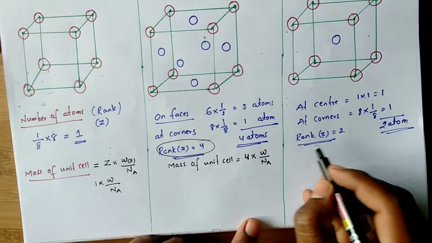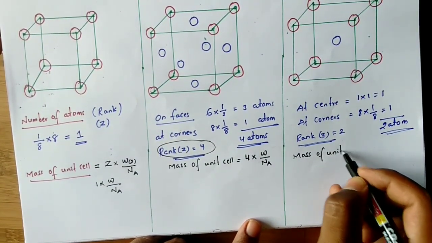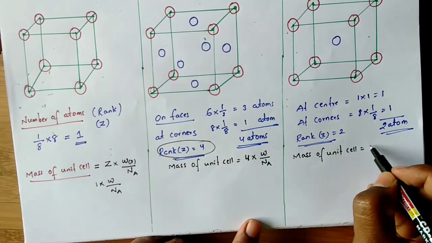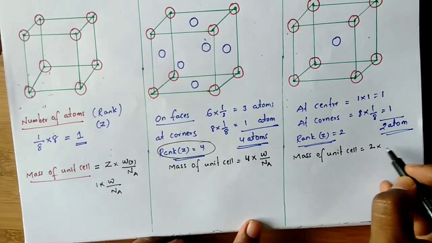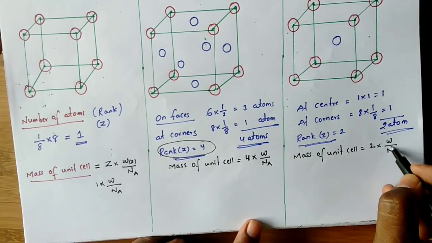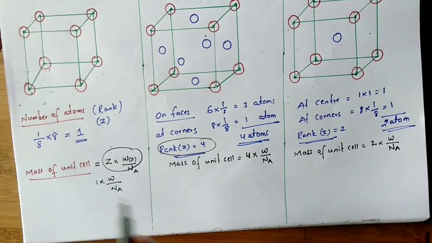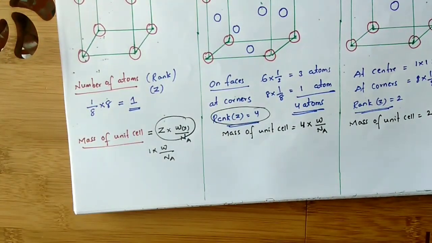Okay, for this body center, mass of the unit cell equal to its rank 2, Z equal to 2 into its atomic weight by Avogadro number, like this. Okay, simply you can use this formula directly. And volume, what is the volume of the unit cell?